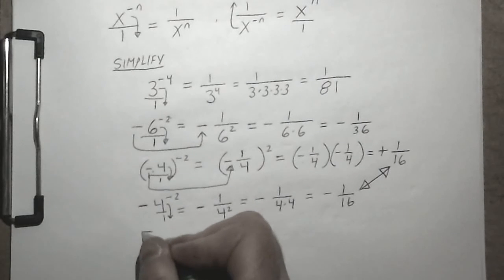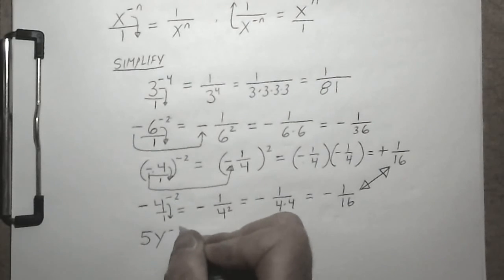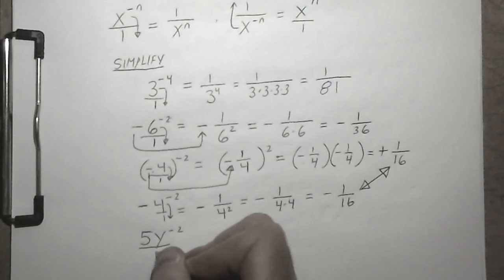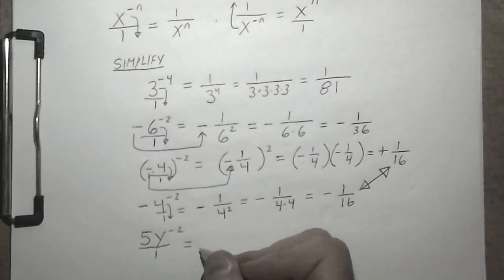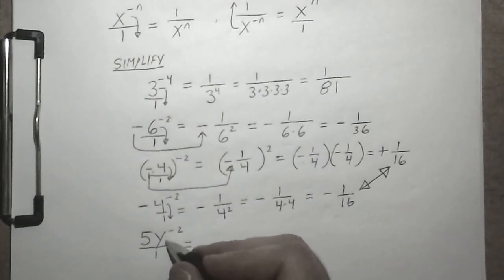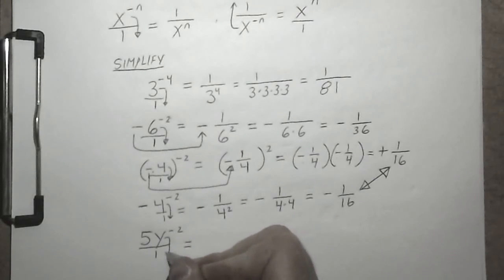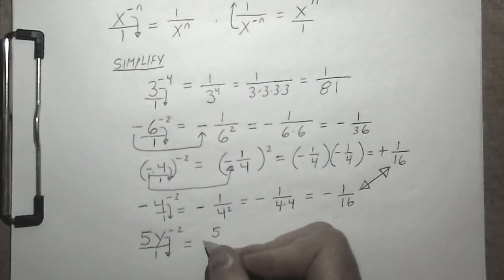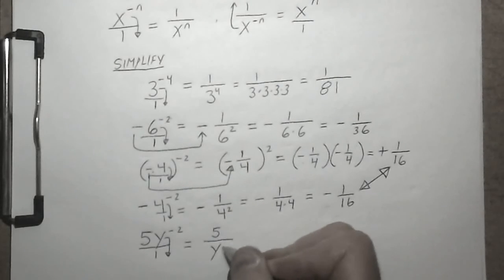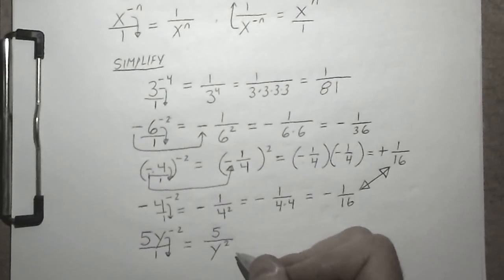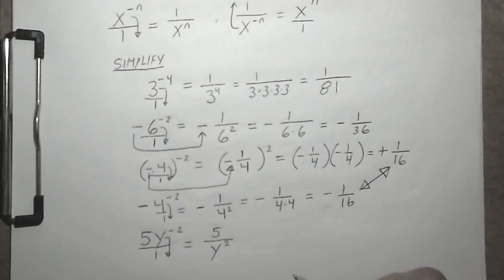All right, let's look at another one here. If we have 5y to the negative 2 power, all of this is understood to be over 1. To simplify this expression, only the y gets reciprocated down into the denominator because it's only the y that's raised to a negative exponent, not the 5. So the y comes downstairs, the 5 remains up in the numerator, in which case we'll have 5 over y to the positive 2 power. And that would be your simplified result for that problem there.